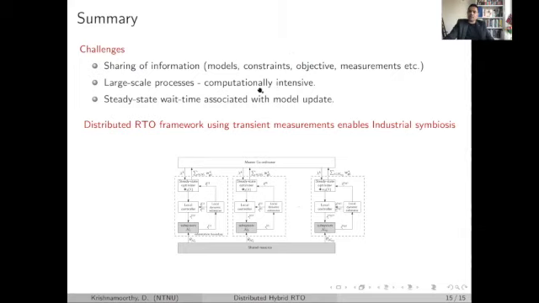And finally, when solving steady state RTO problems, we showed that one of the fundamental limitations is the steady state wait time associated with updating the models. And we proposed a distributed RTO framework using transient measurements, where the different subproblems use dynamic models for updating the models, and the corresponding steady state models are used in the local subproblem optimization. And by doing so, we showed that we can use transient measurements in a distributed optimization framework. Now that concludes my talk.